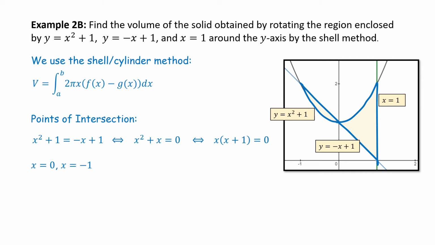But look at the graph. There is nothing to be concerned with where x equals negative 1. So we're going to be paying attention to x equals 0. We'll continue. But this time we'll replace the f of x with the expression x squared plus 1, that's the parabola, minus g of x with the line negative x plus 1.